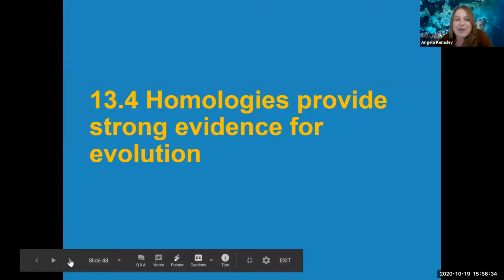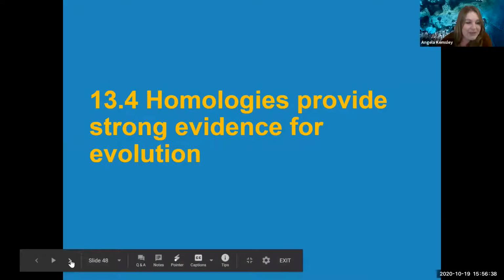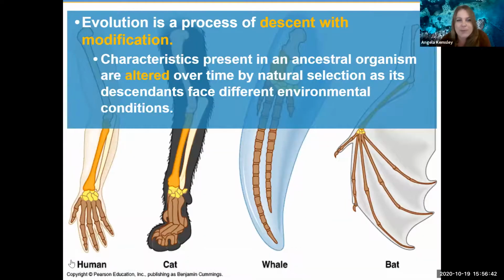All right, so let's take a look at homologies. We actually just touched on homologies. They provide strong evidence for evolution. Evolution, change over time, is basically the process of descent with modification. That means that characteristics present in an ancestral organism are altered over time by natural selection as its descendants face different environmental conditions. And so we're not really creating anything new, we're editing what already exists.